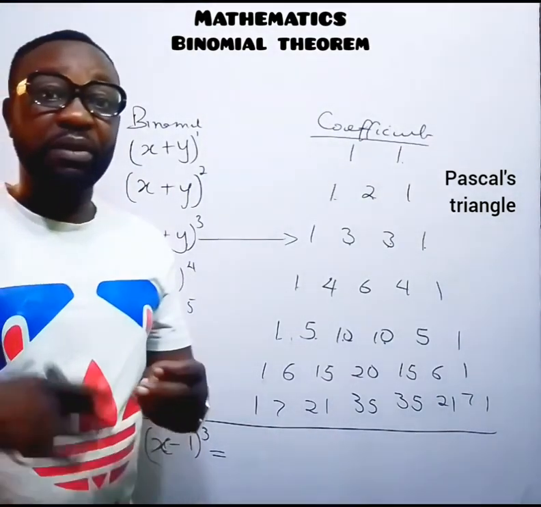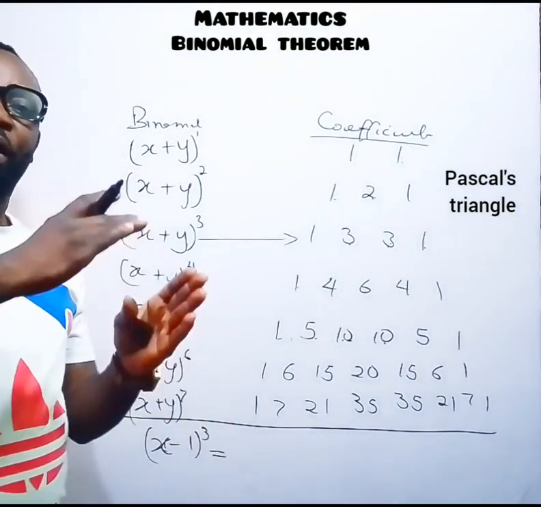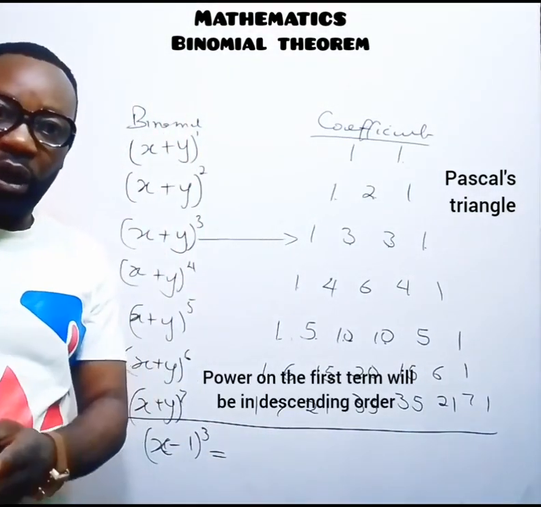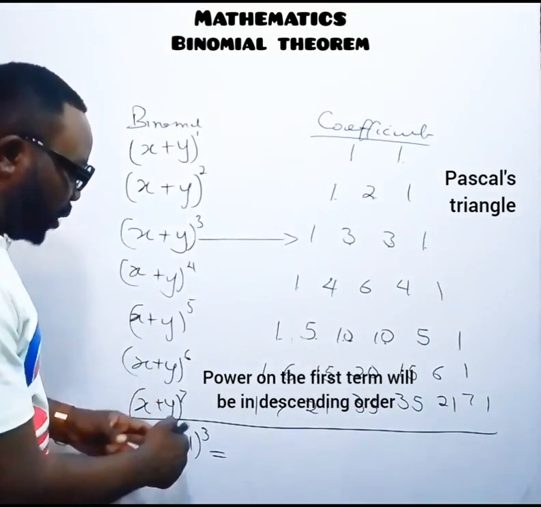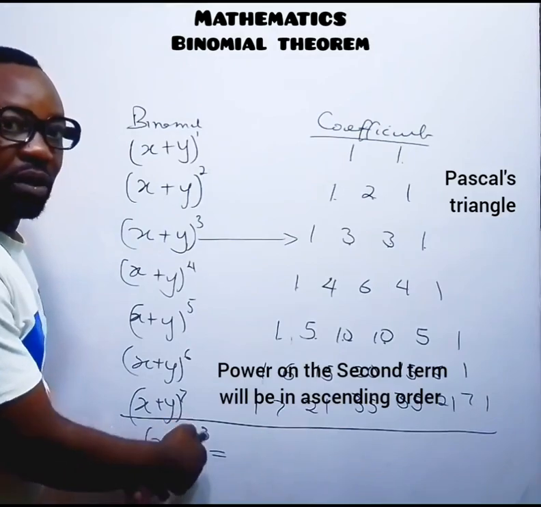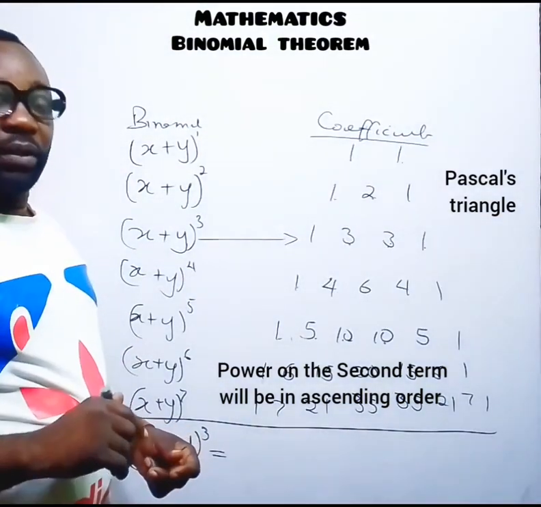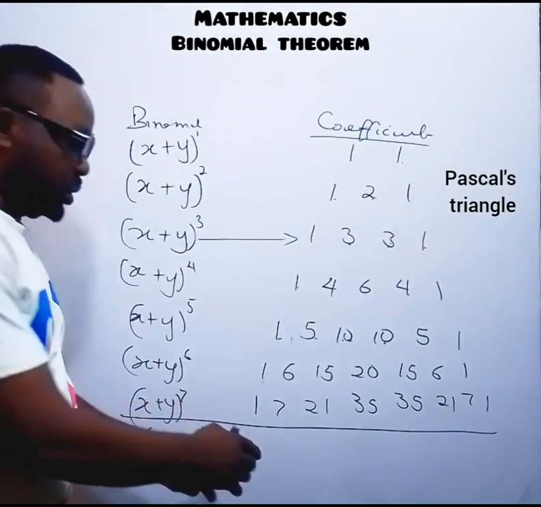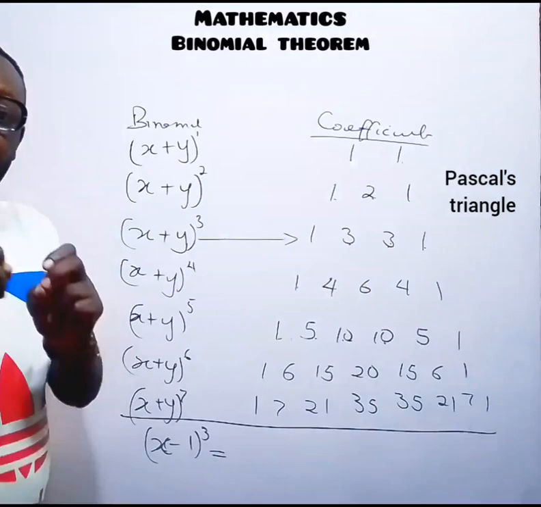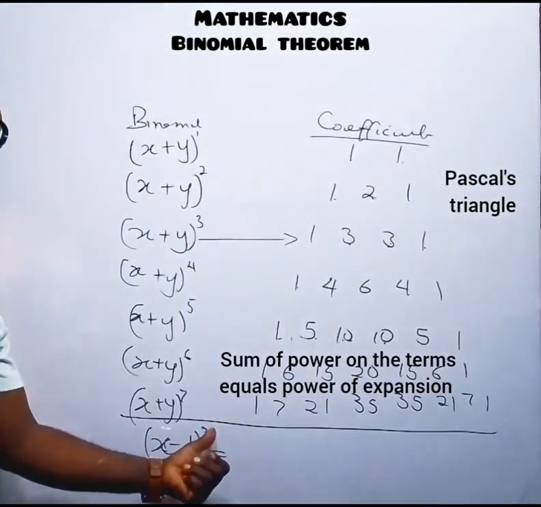In other words, what I'm saying is that the power on the first term will be in descending order, that is from the highest value towards the lowest value, while the power of the second term will be in ascending order. Another thing to note is that every time we add the powers on each of the terms, the sum of those powers will be equal to the power that we have here.